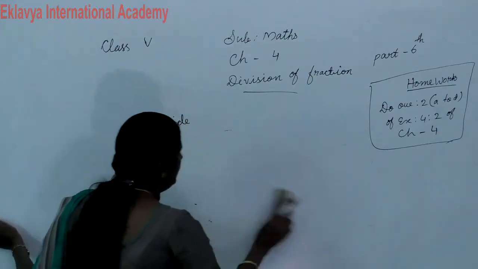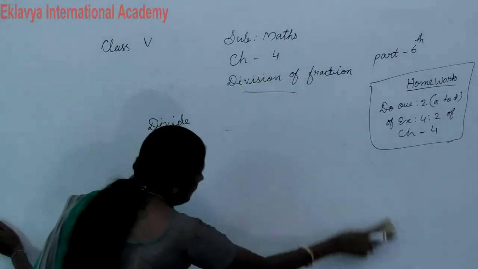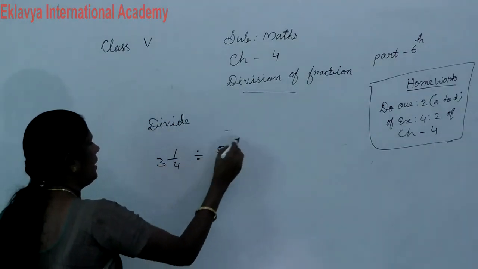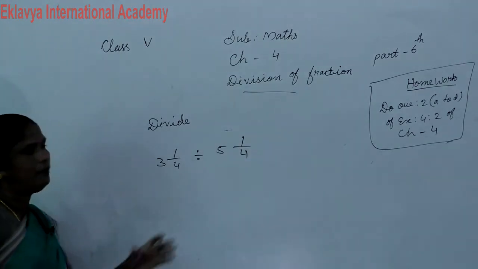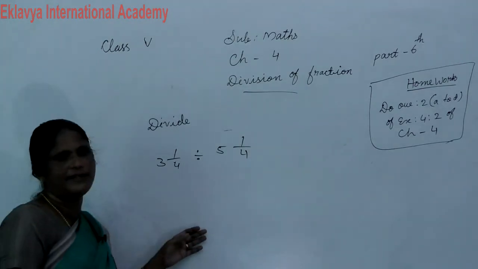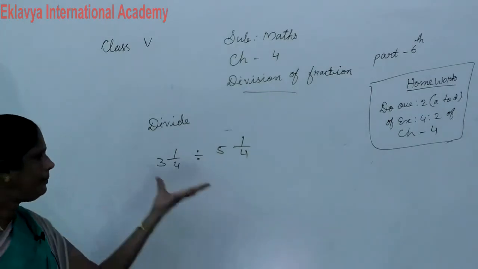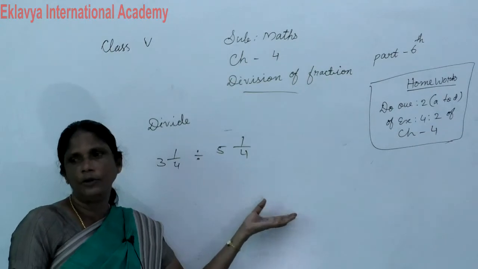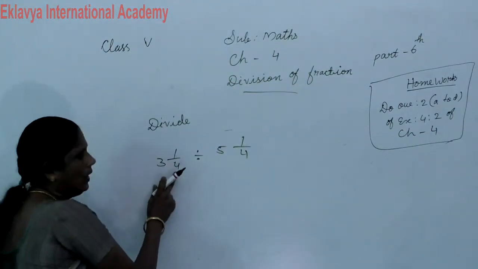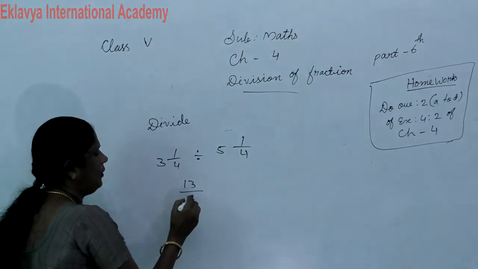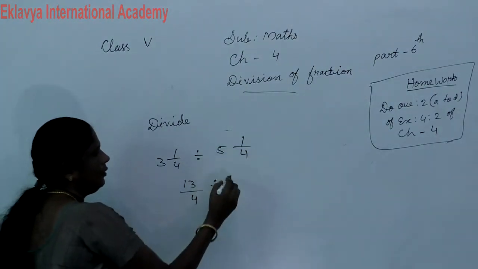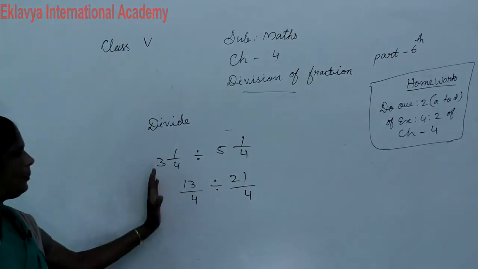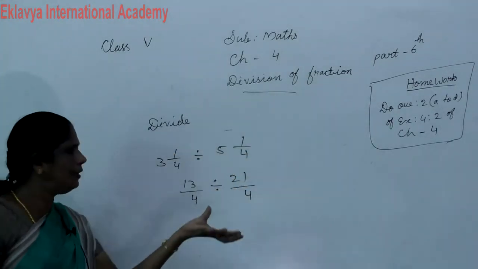Then one more question. How to divide a mixed fraction by a mixed fraction? 3 1 by 4 divide 5 1 by 4. First you convert mixed into improper. 3 times 4 is 12, 12 plus 1 is 13 upon 4, divide 5 times 4 is 20, 21 upon 4. First step: convert mixed into improper.